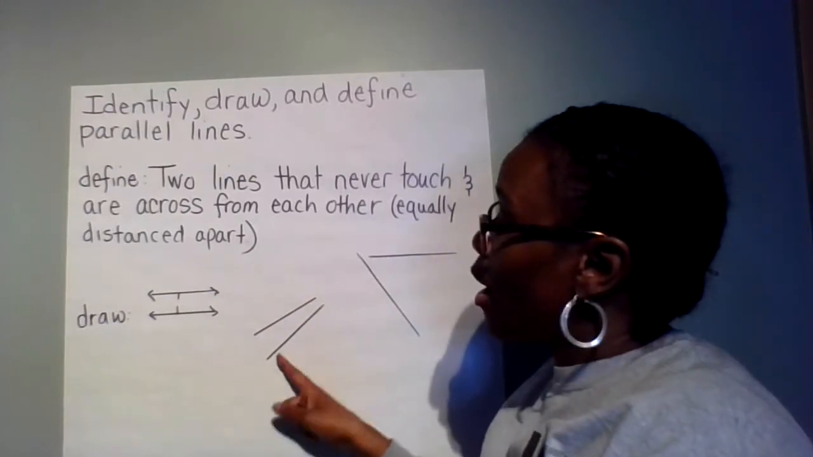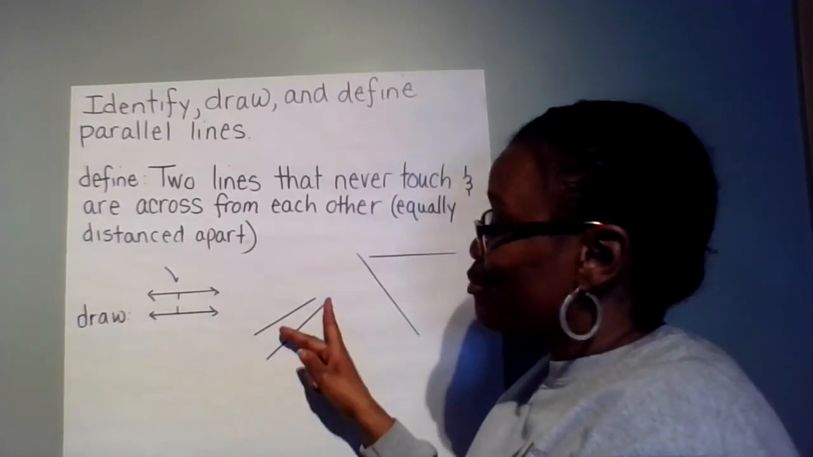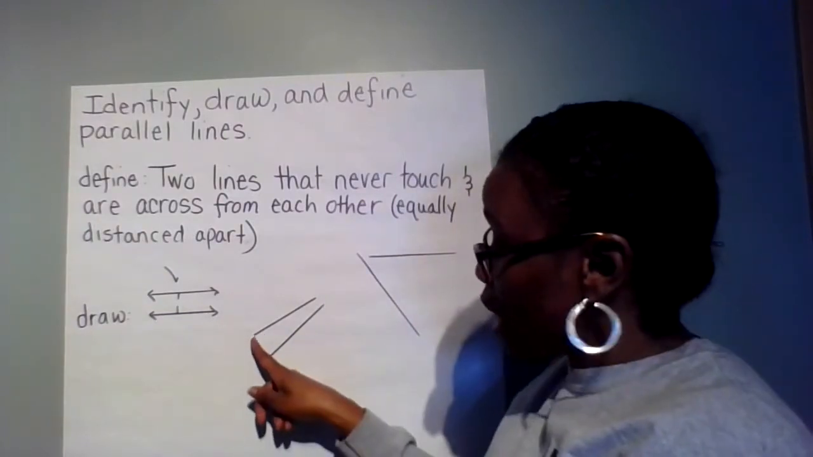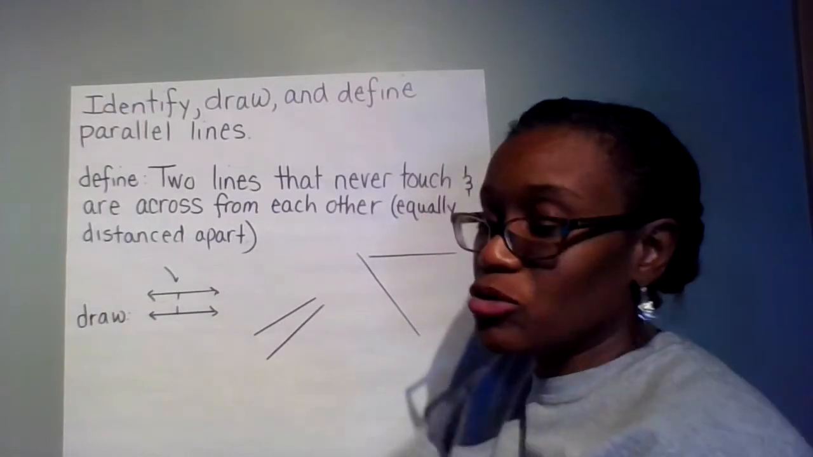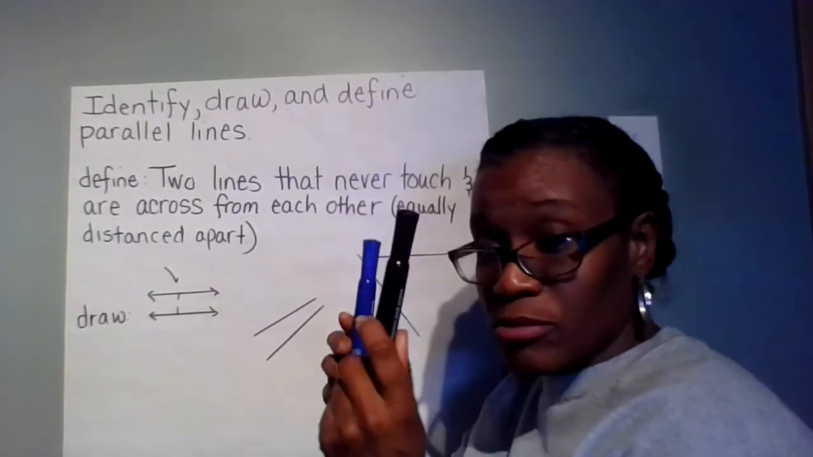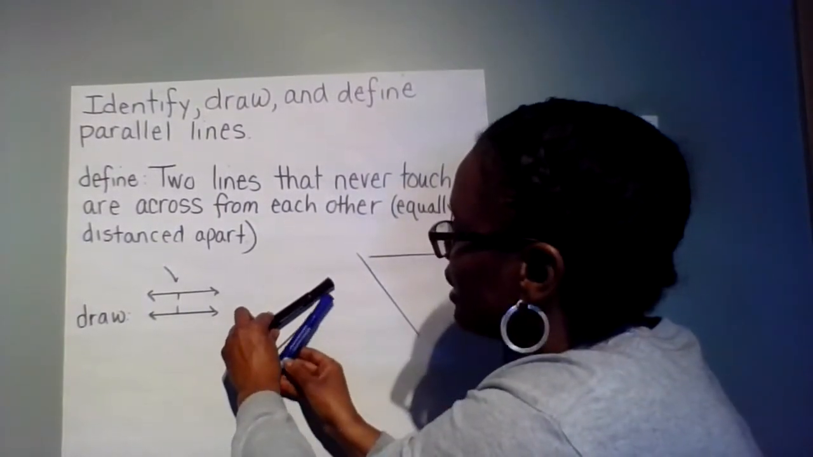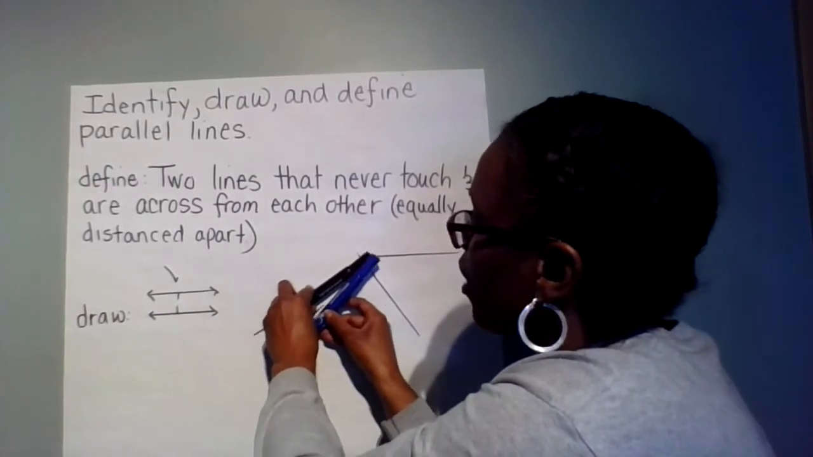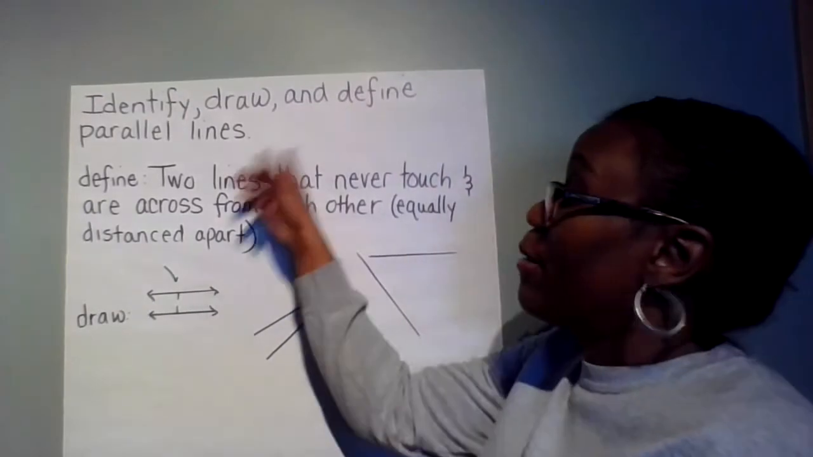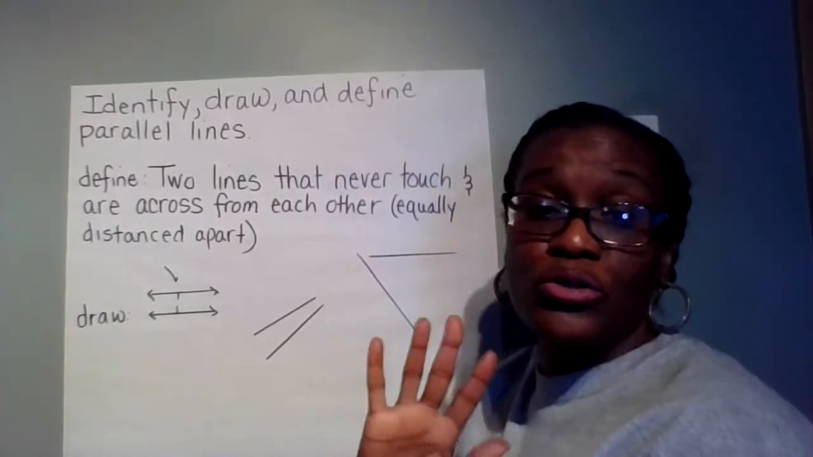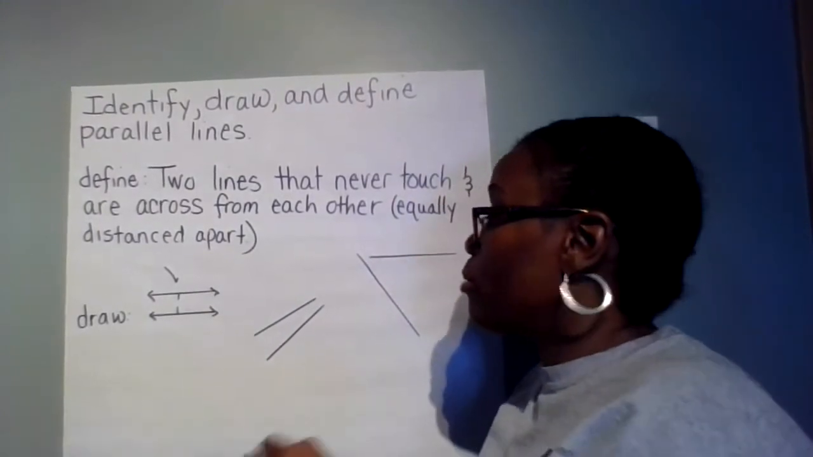These two are across from one another, not so much equal distance. It starts off kind of wide and it gets narrow. But if we were to extend, and I'm going to use my markers as an extension, if we were to extend these lines on, as you can see, they would eventually cross. And parallel lines do not cross one another. So these can't be parallel.